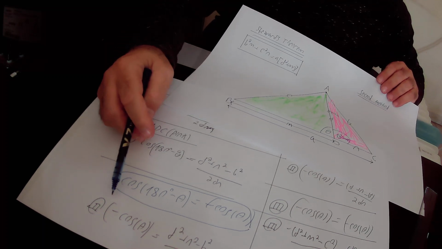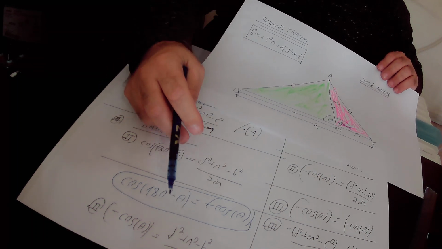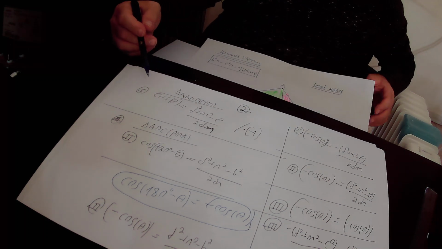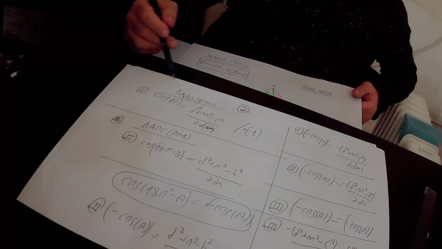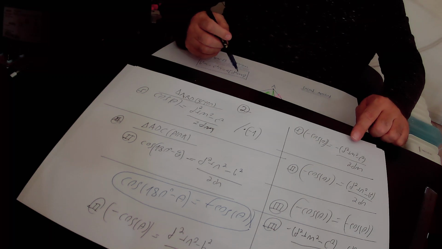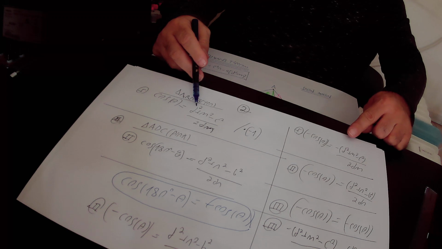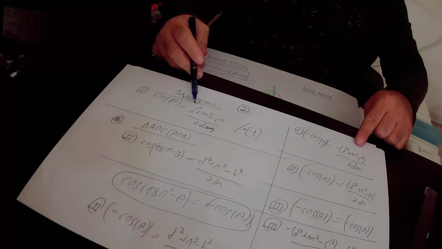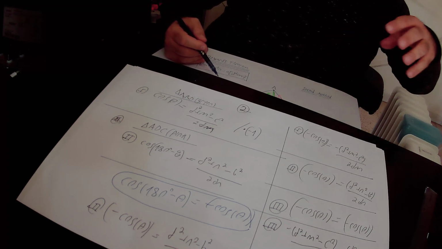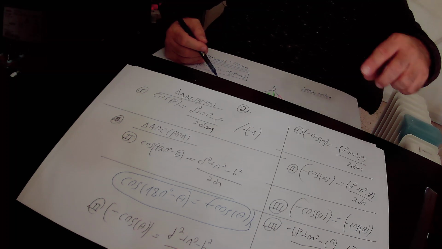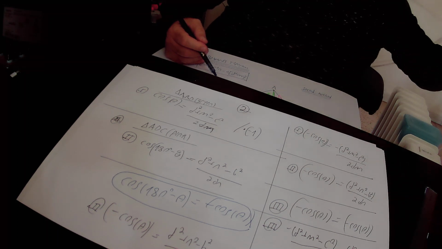We did it here, and we found out that minus cosine theta equals d squared plus n squared minus b squared over 2dn. In the next step, we multiply equation number 1 by minus 1. So minus 1 times cosine theta equals minus cosine theta, and we multiply this side of equation number 1 by minus 1. So it is minus d squared plus m squared minus c squared over 2dm. So we have minus cosine theta according to equation number 1, and minus cosine theta according to equation number 2.